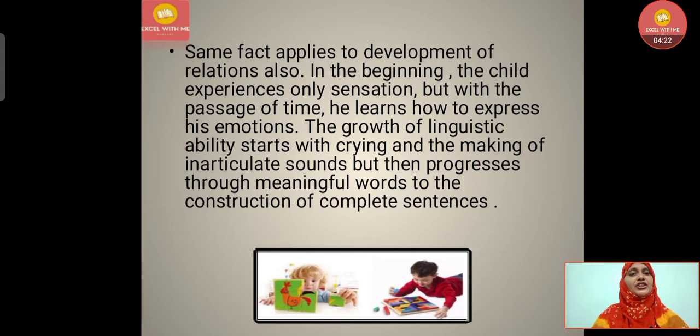The same fact applies to the development of emotions also. In the beginning, the child experiences only sensation, but with the passage of time, he learns how to express his emotions. The growth of linguistic ability starts with crying and the making of inarticulate sounds, but then progresses through meaningful words to the construction of complete sentences. So, this is general to specific.